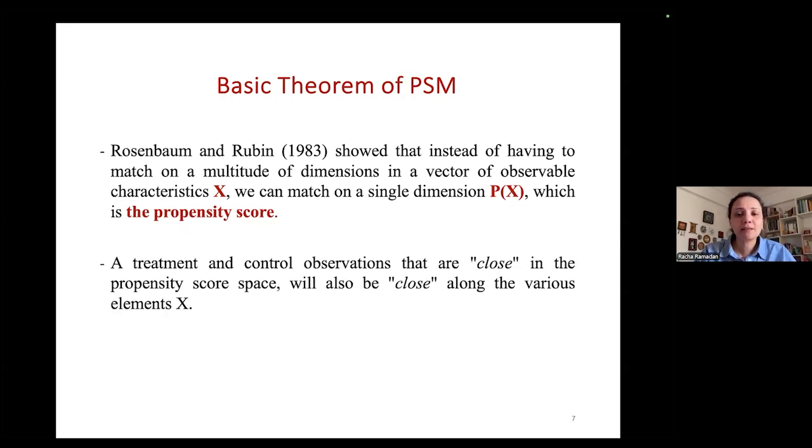So the treatment and the control observations who are close, who have "equal", and I'm putting two quotes because we'll see that we will not have equal propensity score, but those who will be close in the propensity score space will be matched together, and this means that they are close along different characteristics.